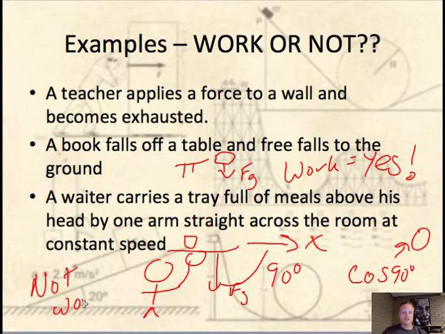Okay, it's a very tricky question, but basically he's moving at a constant speed and he's not taking the tray and moving it up and down vertically, so there is no work happening here. Basically, if we go back in time, whenever he lifted the tray up off the counter or wherever he got it, that was work, yes. But if we just take a look at this sentence here, a waiter carries a tray full of meals above his head with a straight arm across the room at a constant speed. No work was done, actually, believe it or not, in terms of physics.